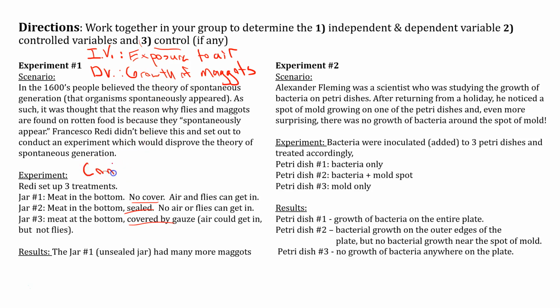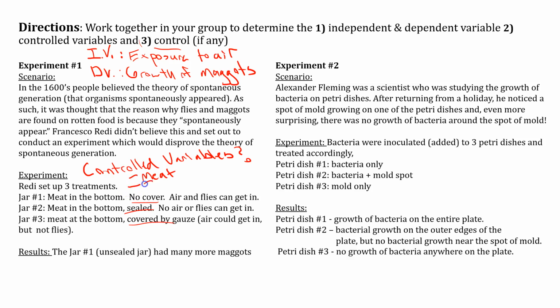Now, I'm wondering, what about the controlled variables? Well, you would want to have things like the quality and the type of the meat, right? If you put rotten meat in one of the jars and sterile meat in the other, you could get a difference in growth of maggots due to the quality of the meat that you started with. Also, the kind of meat, maybe some meats are more supportive of maggots than others, so you'd want to have the exact same type of meat, maybe chicken or beef or what have you.